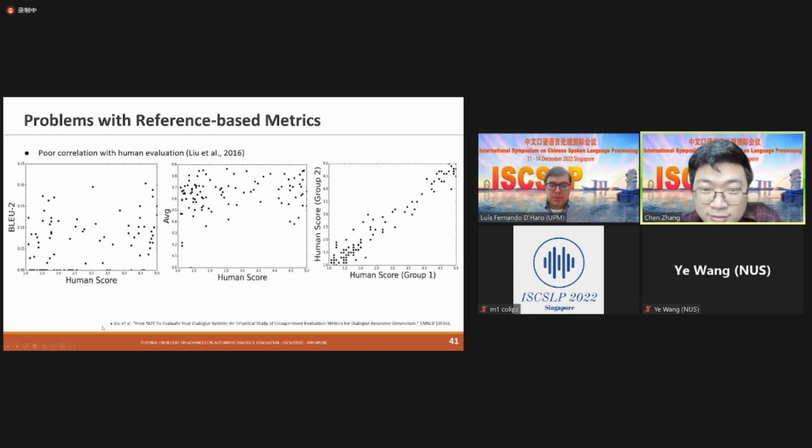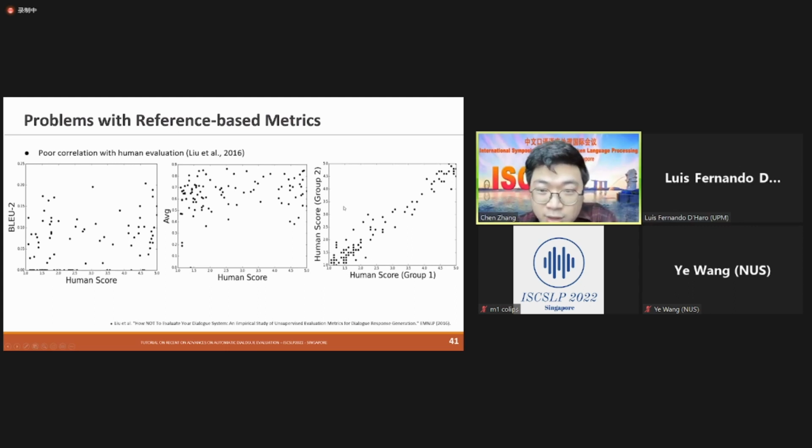Thanks Luis for the detailed introduction of the dialog system in general and the reference-based metrics. So now let's dive into the reference-free metrics, which try to address some of the problems encountered by the reference-based metrics. By reference-free, we mean that the input to the metric is just the context as well as the hypothesis. So we don't do quality estimation based on the human written references.